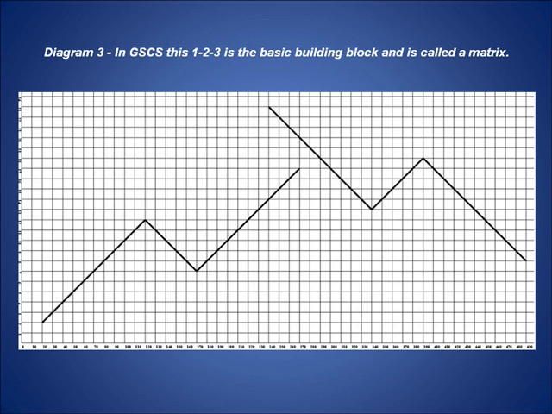In GSCS, a 1, 2, 3 or ABCD, if you measure from points, is a matrix. An ideal matrix is a measured move. Swings 1 and 3 are of the same length, and 2 is 50% of 1 and 2. 1 and 3 are primary swings. 2 is a secondary swing. The 1, 2, 3 matrix is the basic chart component in GSCS, unlike Elliott, which has a 1, 2, 3, 4, 5 basic chart component.